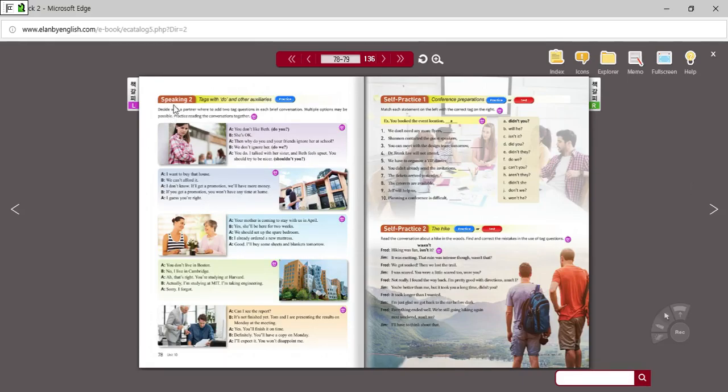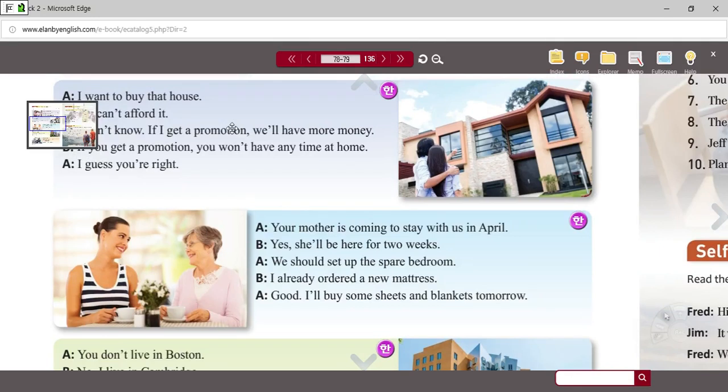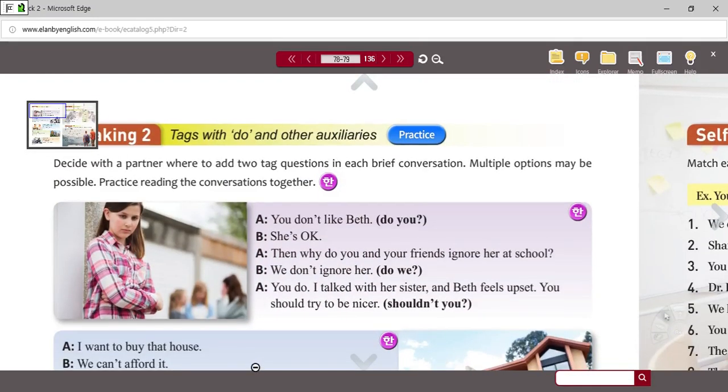Okay, so we're going to do the speaking activity. As with most speaking activities, you can do this on your own or with a partner, if you have one. Okay. So as it says here, it says decide with a partner where to add 2 tag questions in each brief conversation. Okay. So it might be more than one possible answer. So you're going to add 2 tag questions to each conversation. In the example they give you, there's 3 possible places, but you only need to find 2.